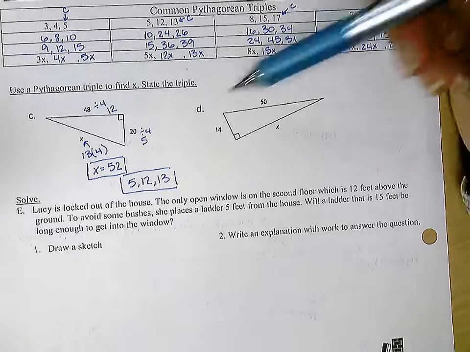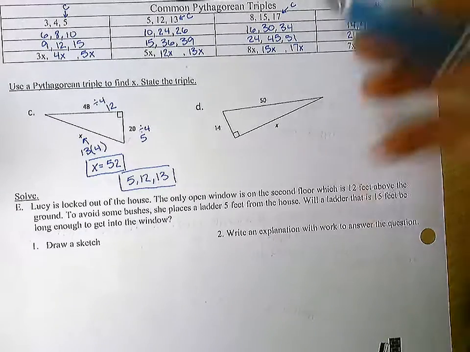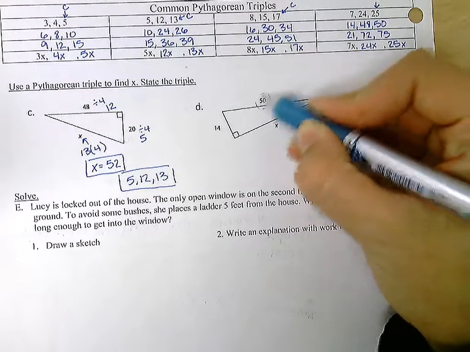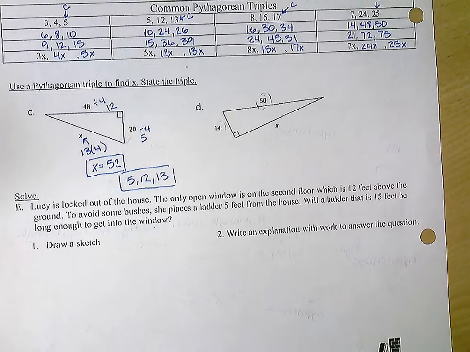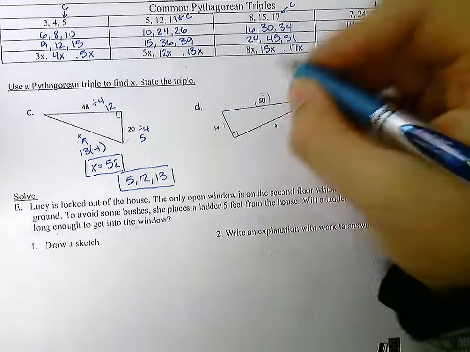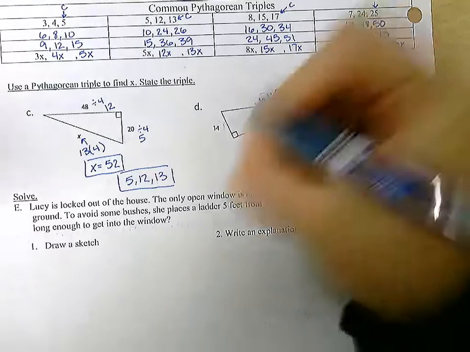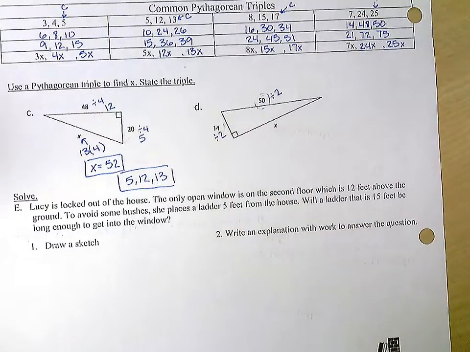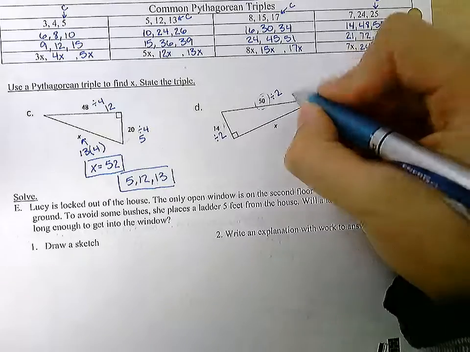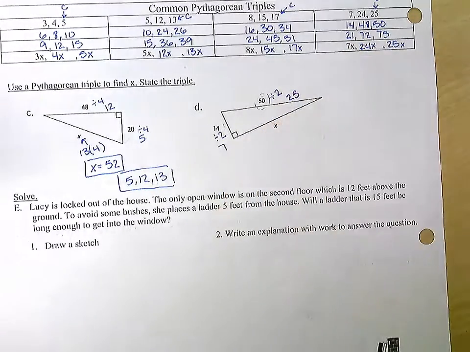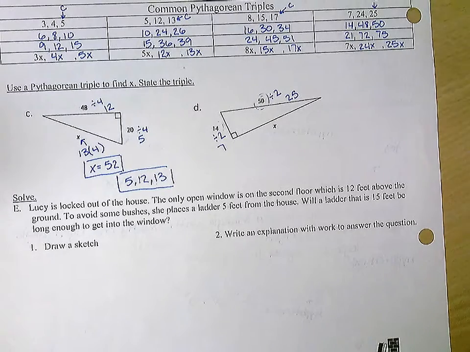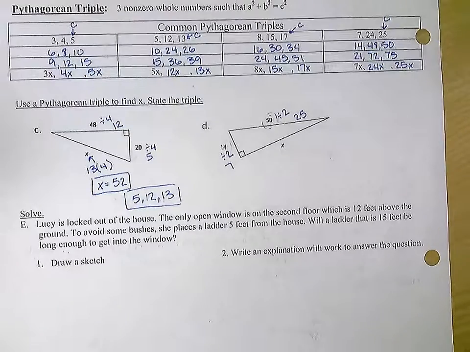Okay, we're going to do the same thing in letter D. So this time my longest side is 50, and one of my shorter sides is 14. I want to pick a number that divides into both of those. Both of those do divide by 2. So when I divide 50 by 2, I get 25. 14 divided by 2 is 7. So looking for that, the largest side is 25 and one of the shorter sides is 7.